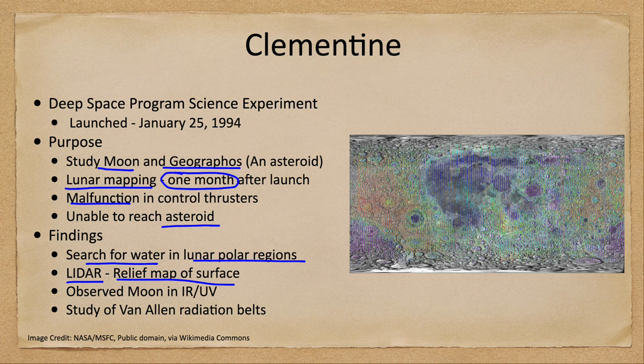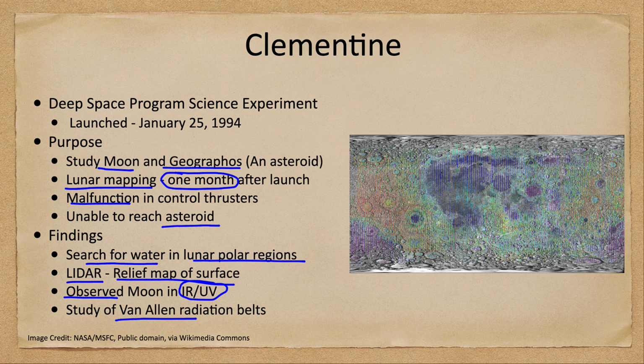So even though it was not able to finish its mission and go to the asteroid, we were able to get a good relief map of the surface and observe the moon also in the infrared and ultraviolet. Now, when it was unable to continue on its mission, it was actually sent in through the Van Allen radiation belts to give us some more information from those, even though it could not continue on to study the asteroid.